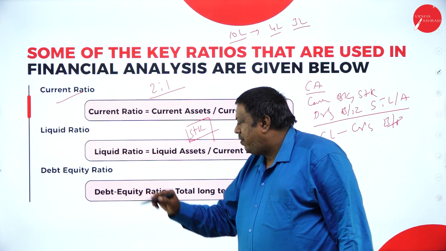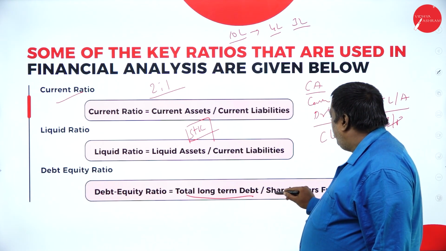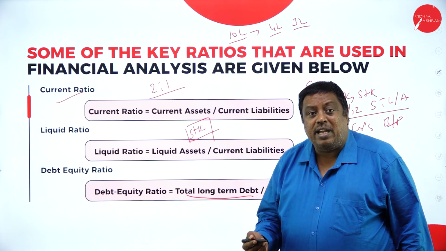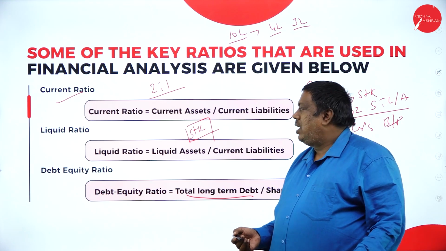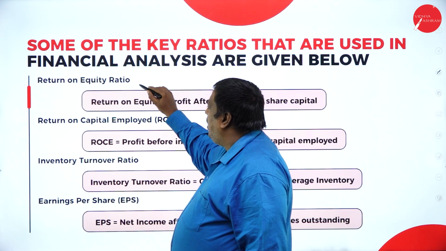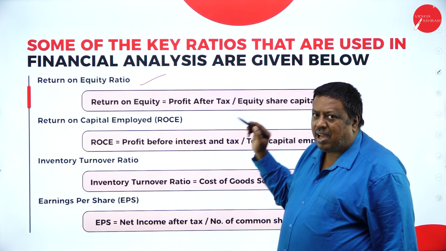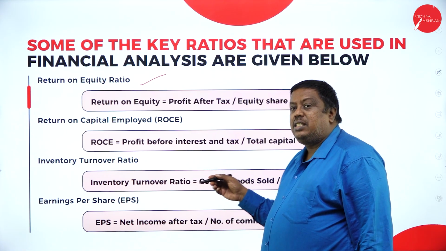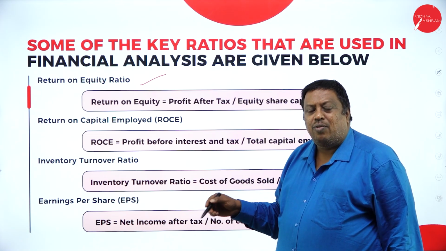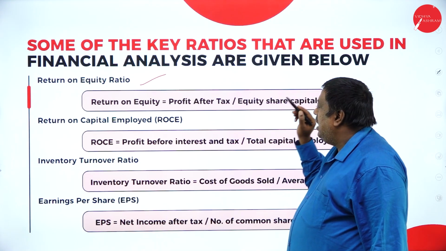The next one is the debt equity ratio. The total long-term debts in the company are divided by the shareholders' funds, which shows the benefits the shareholders are going to receive from the organization. The next is the return on equity ratio: profit after tax divided by equity share capital. Profit after tax is the amount available after making all provisions and paying taxes, divided by the equity shares.